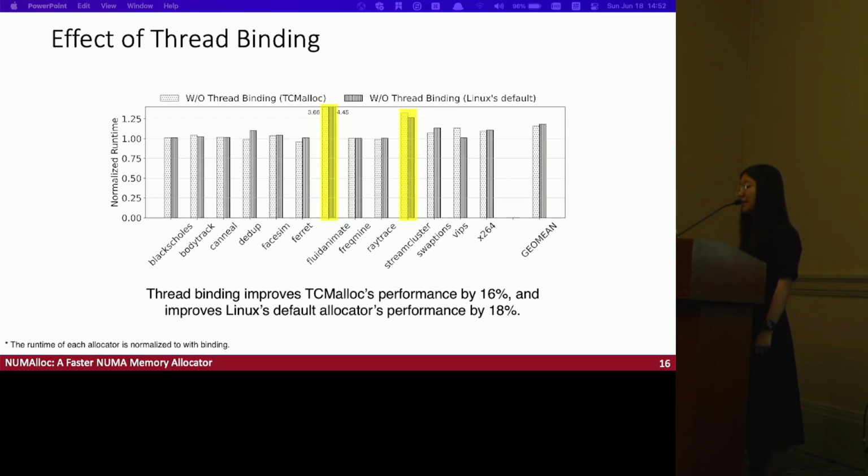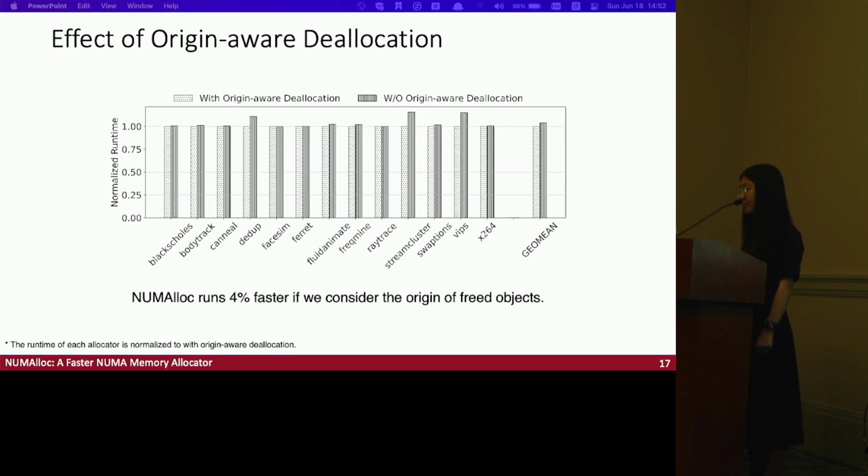Overall, thread binding will benefit the performance, and we argue that it can be included in the memory allocator by default. We also evaluate the potential benefits of origin-aware deallocation. Based on the figure, we find it has obvious benefits for some applications. Overall, if we consider the origin of the freed object, the applications can run 4% faster.